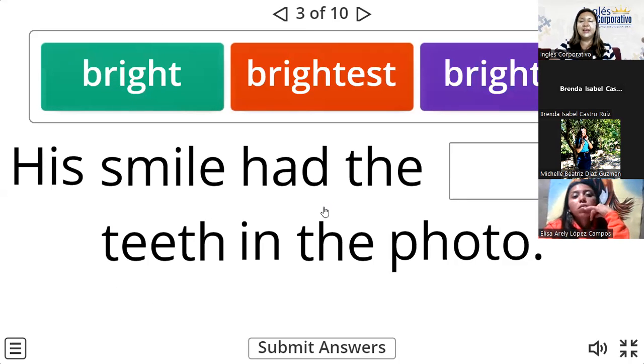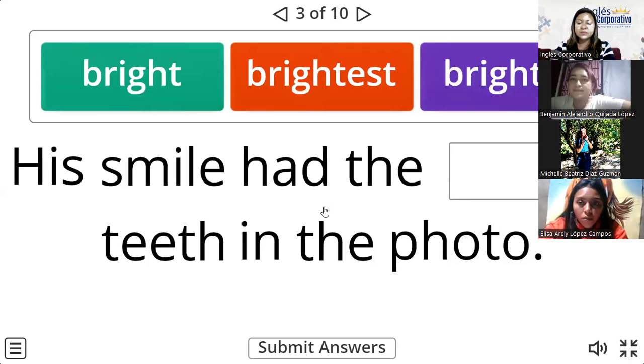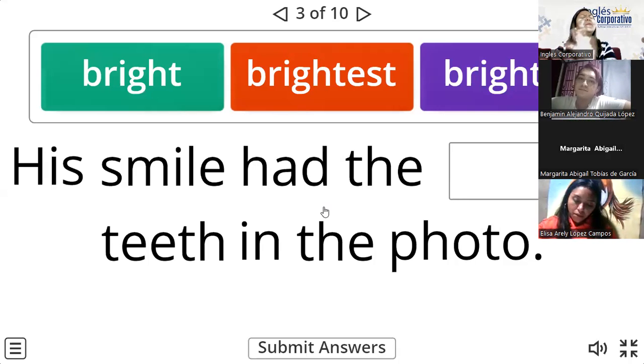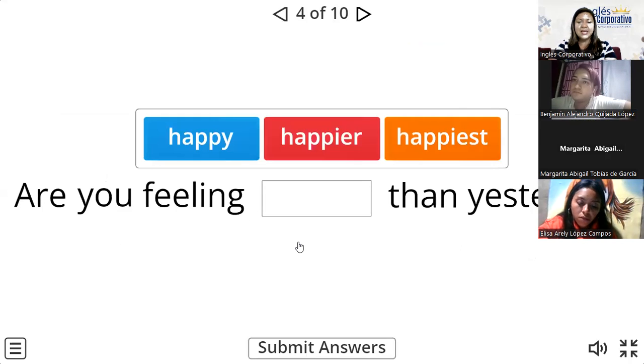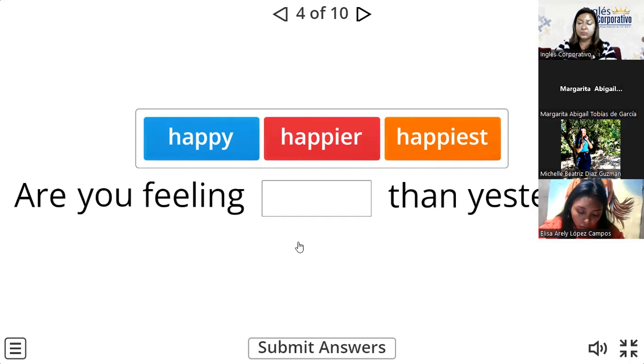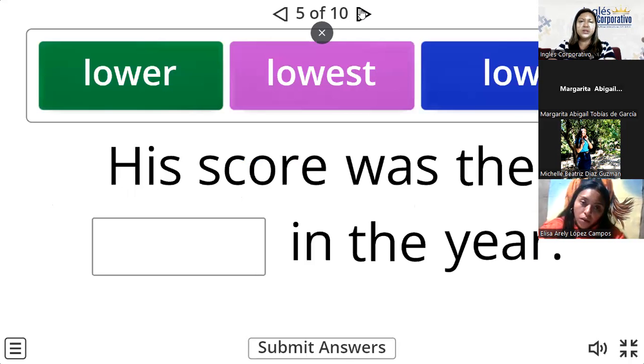His smile had the brightest teeth in the photo. Okay, what is the secret? Brightest. His smile had the brightest teeth in the photo. Yes, that is correct. Next one: are you feeling happy, happier, or happiest than yesterday? Happier. Nice. Yes, this is correct for happier.